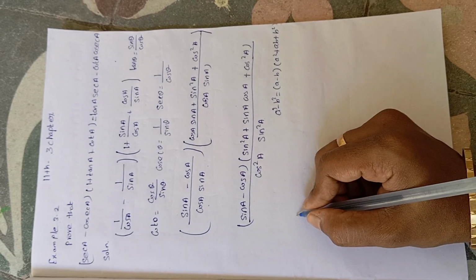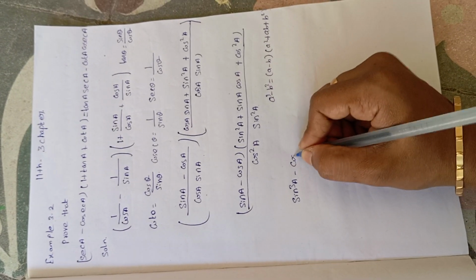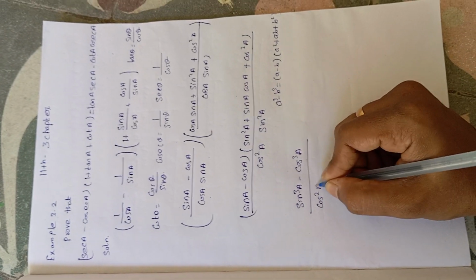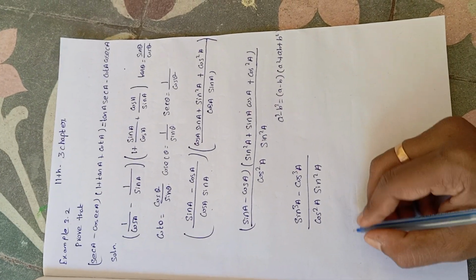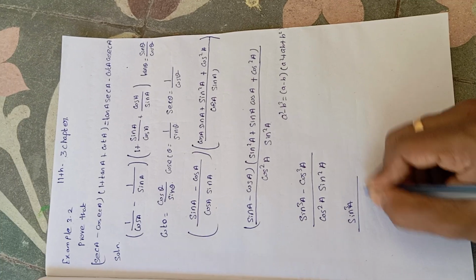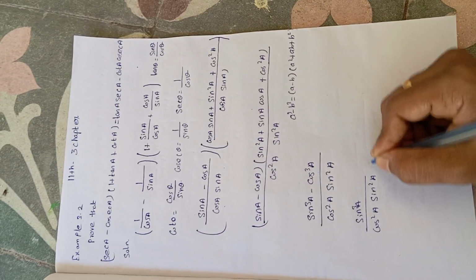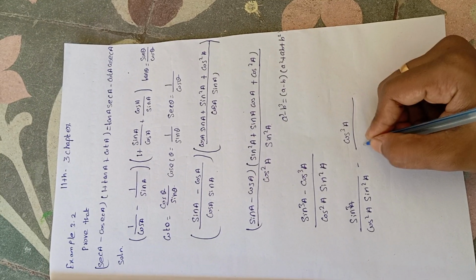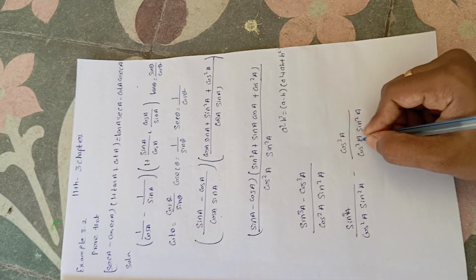Next, sin cube A minus cos cube A by cos square A sin square A. Sin cube A by cos square A sin square A minus cos cube A by cos square A sin square A.